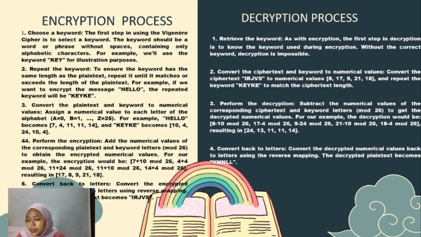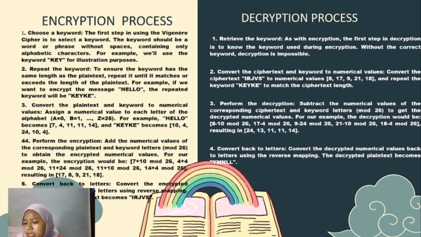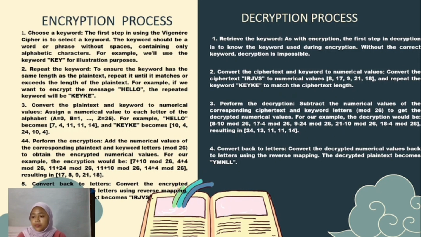Number 3 is convert the plaintext and keyword to numerical values. Assign a numerical value to each letter of the alphabet. A equals 0, B equals 1, Z equals 25. For example, HELLO becomes 7, 4, 11, 11, 14, and KEY becomes 10, 4, 24, 10, 4.